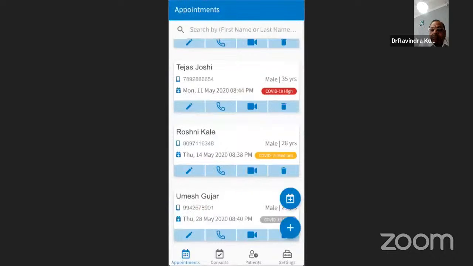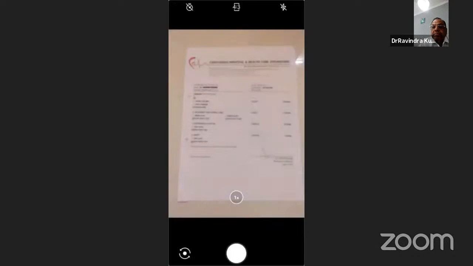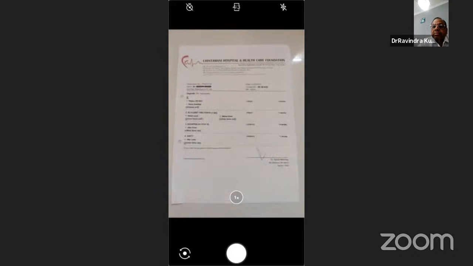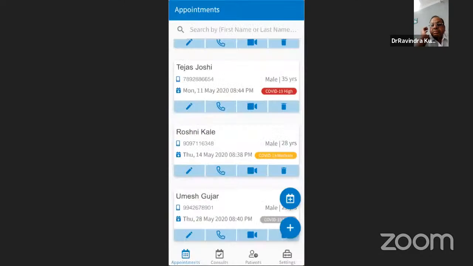In order to issue an e-prescription to a patient, tap on the pencil icon, tap on the camera icon to take a photo of the prescription and you're all set. The prescription is sent securely to the patient immediately.